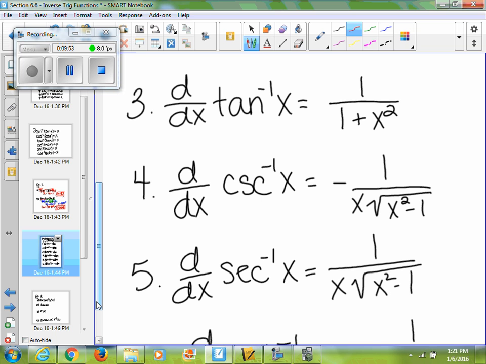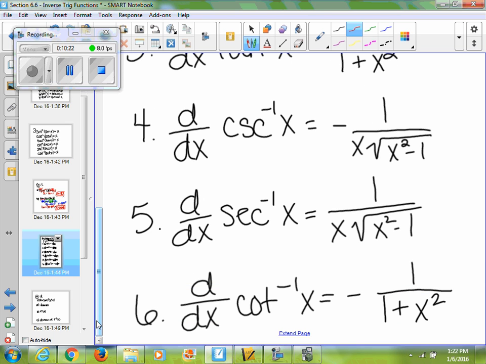The derivative of your inverse cosecant function is negative 1 over x times the square root of x squared minus 1. The derivative of your inverse secant function is 1 over x times the square root of x squared minus 1. And lastly, the derivative of your cotangent function is negative 1 over 1 plus x squared.